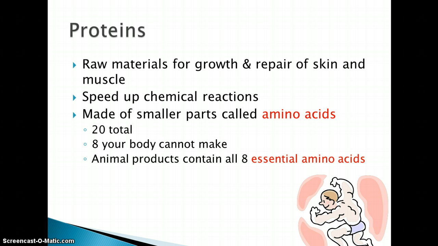Proteins are made of small parts called amino acids. When you eat protein, your body breaks down the protein into amino acids and then builds new proteins using those amino acids. There's 20 different amino acids, and many of them your body can build, but 8 of them cannot be built and you must eat them. These are called the essential amino acids because it's essential that you eat them. Animal products contain all 8, so vegetarians need to eat a variety of non-animal protein sources to make sure that they're getting all 8 essential amino acids.